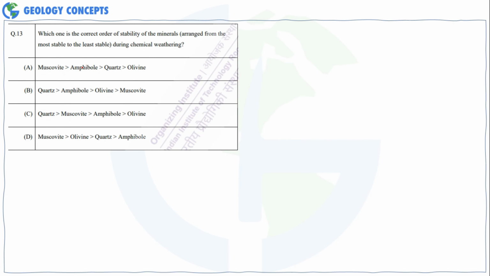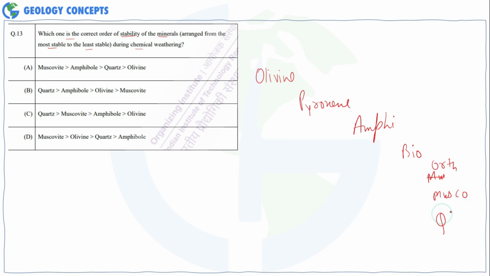Next is a very simple question from the Bowen's reaction series. Which one is the correct order of stability of minerals when arranged from most stable to the least during chemical weathering? If you remember the mafic series of Bowen's reaction series, the discontinuous series, which is olivine, pyroxene, amphibole, biotite, then you have orthoclase here, muscovite, and then finally quartz.